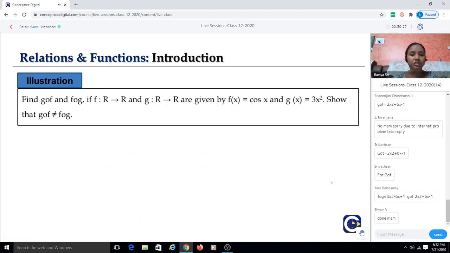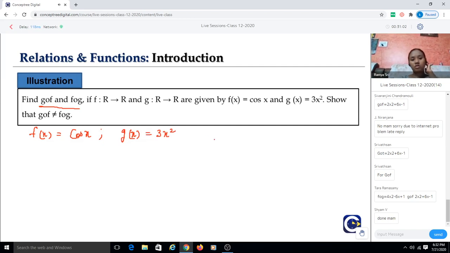So let's see the next question here. It's a typical composite function question. Here you have to find again g of f and f of g. The functions they have given here are different. Our f of x function is mapping from R to R and g is mapping from R to R, which are given by f of x equal to cos x and the function g of x is equal to 3x square. Now you have to show that our g of f is not equal to f of g.